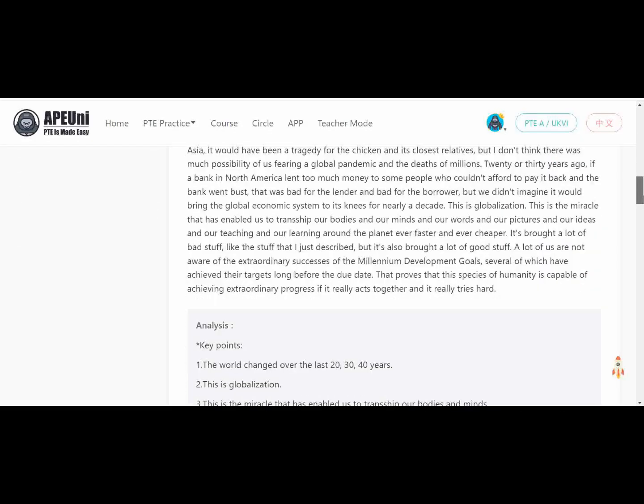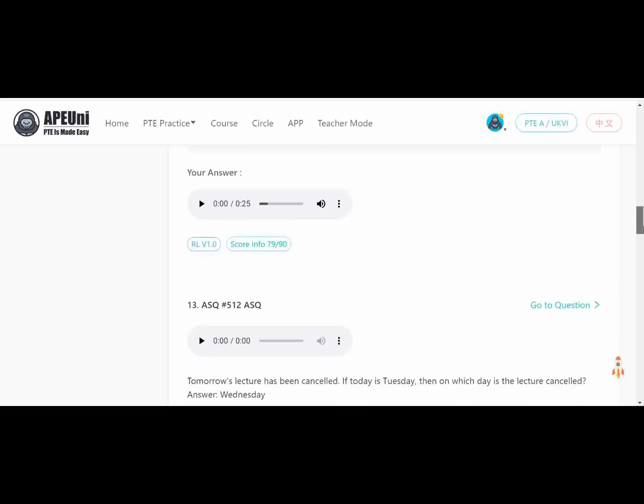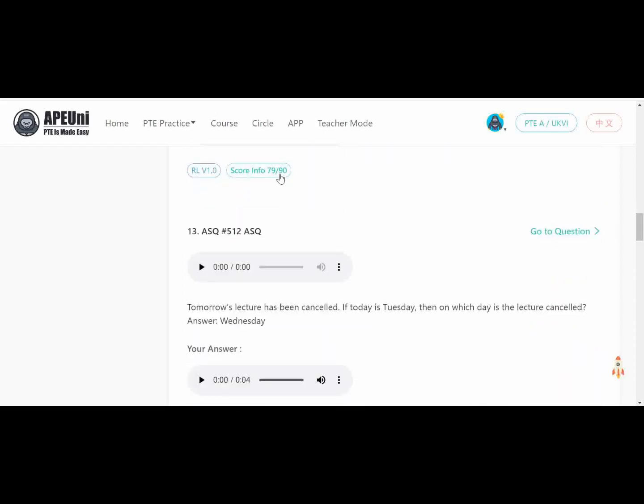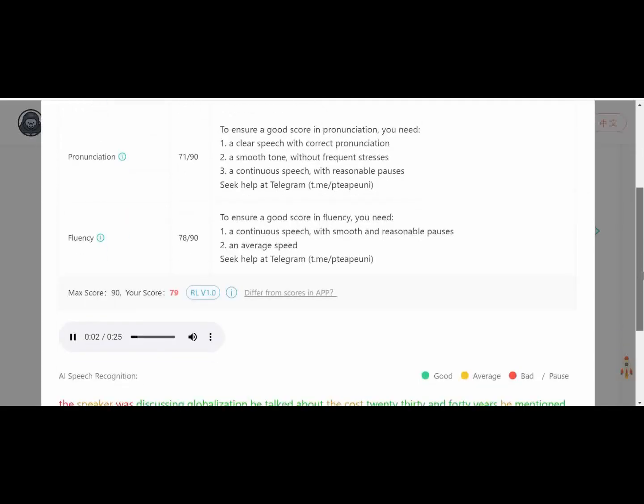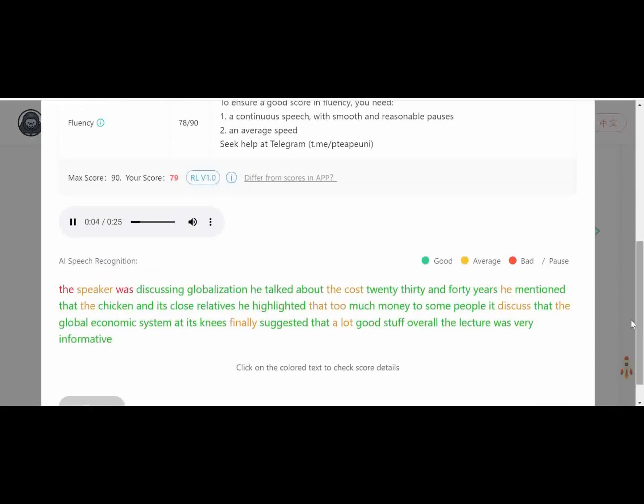So this is the score of the retell lecture. So it's 79 out of 90. The speaker was discussing globalization. He talked about the cases 20, 30 and 40. So this is the template. The speaker was discussing, then phrase.